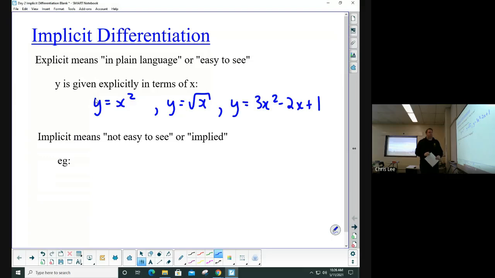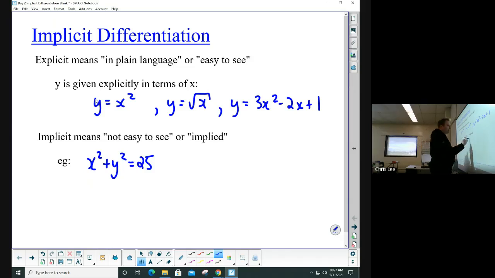So the opposite of explicit is implicit. So it's not easy to see, or maybe there's some implied information. Examples of that we would have seen in grade 9 or grade 10. An equation like this. If you remember back to grade 10, this is actually the equation of a circle. But you can see how the y is not easy to see. You can't see the relationship of y because it is inside this other type of function. So it's not explicit, it's implicit. It's within that function.